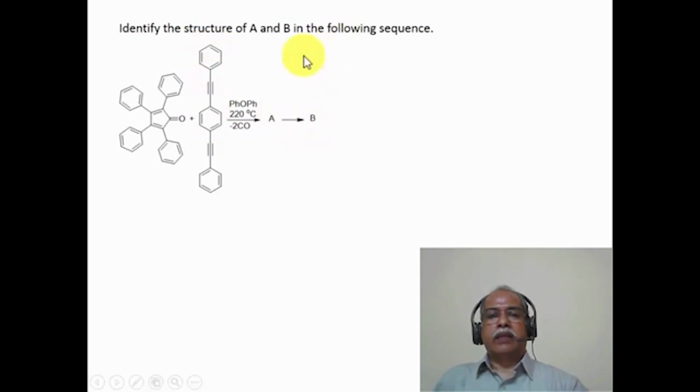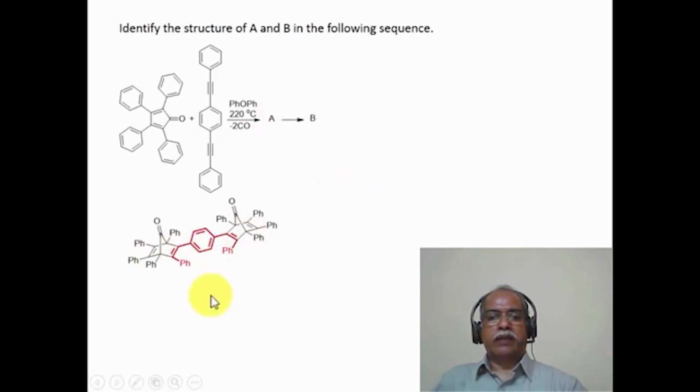Identify the structure of A and B in the following sequence. So this is a tetracyclone, in other words tetraphenyl cyclopentadienone. It is undergoing a Diels-Alder reaction with this diacetylenic molecule. In other words, 2 units of this can undergo, one unit can undergo Diels-Alder reaction here, another unit can undergo Diels-Alder reaction here, with the loss of carbon monoxide as indicated in this particular case. So the initially formed adduct A would be a reactive intermediate, which is this particular intermediate. It is not necessary that this should survive under the reaction condition. This would undergo loss of carbon monoxide to give this particular product.